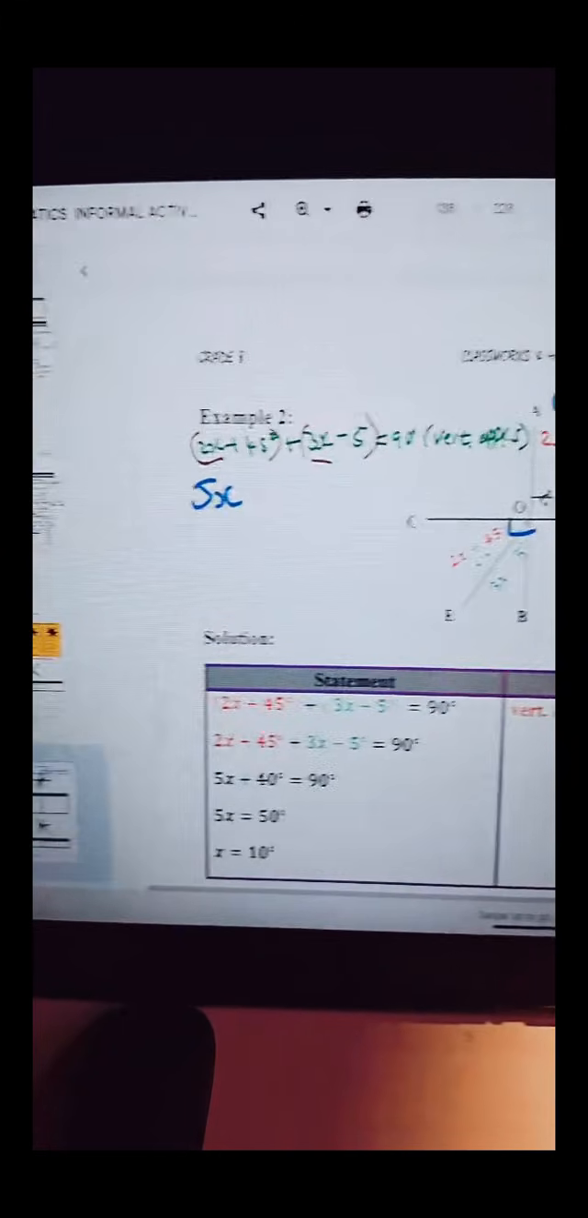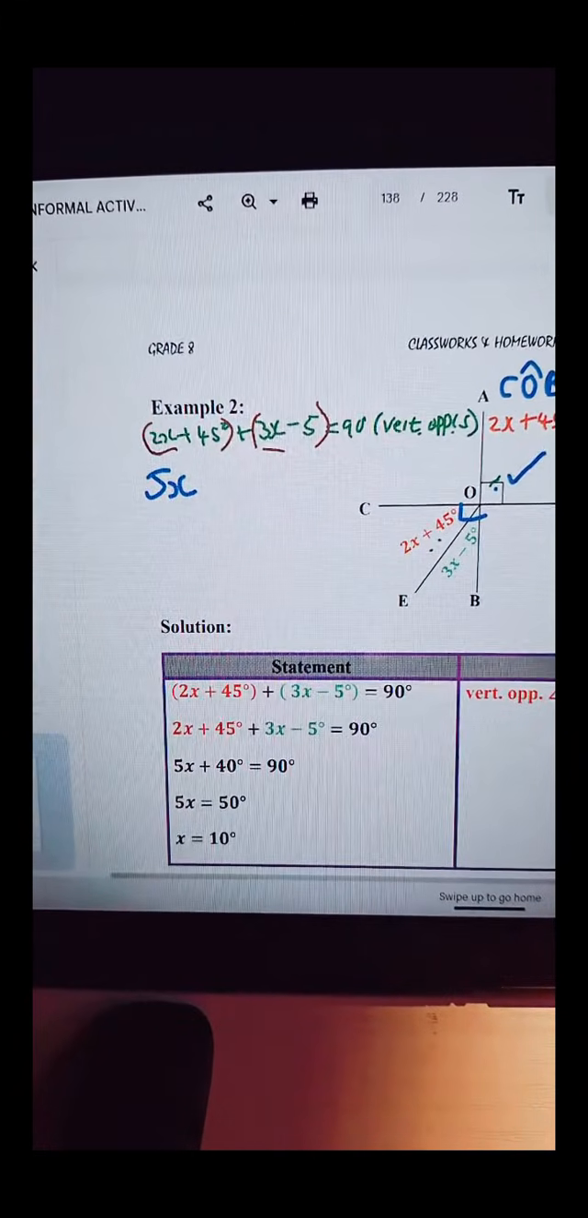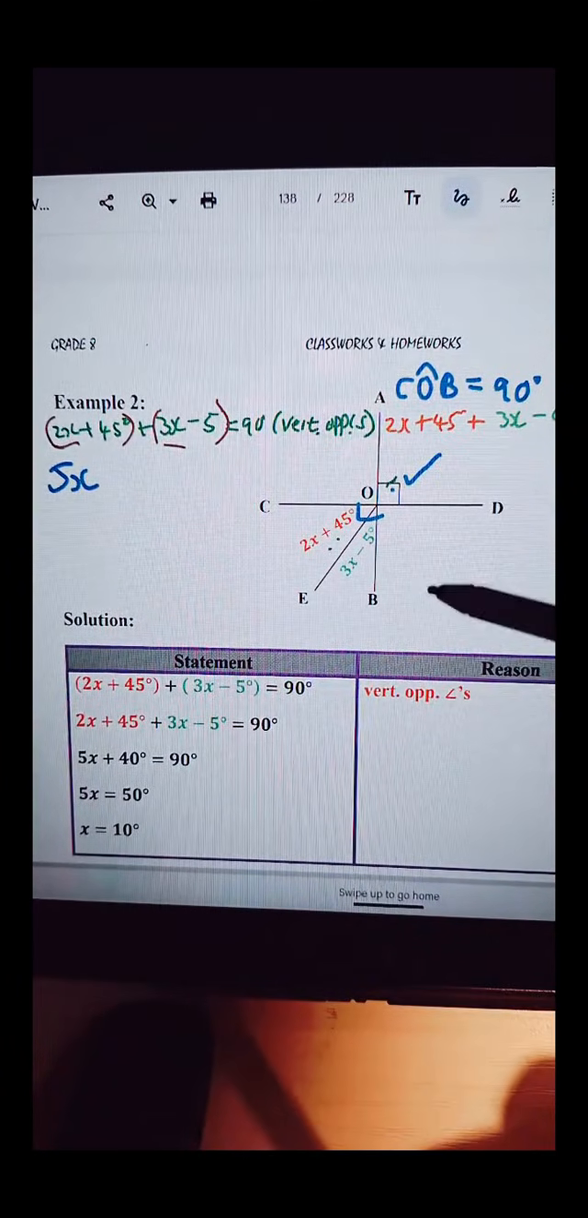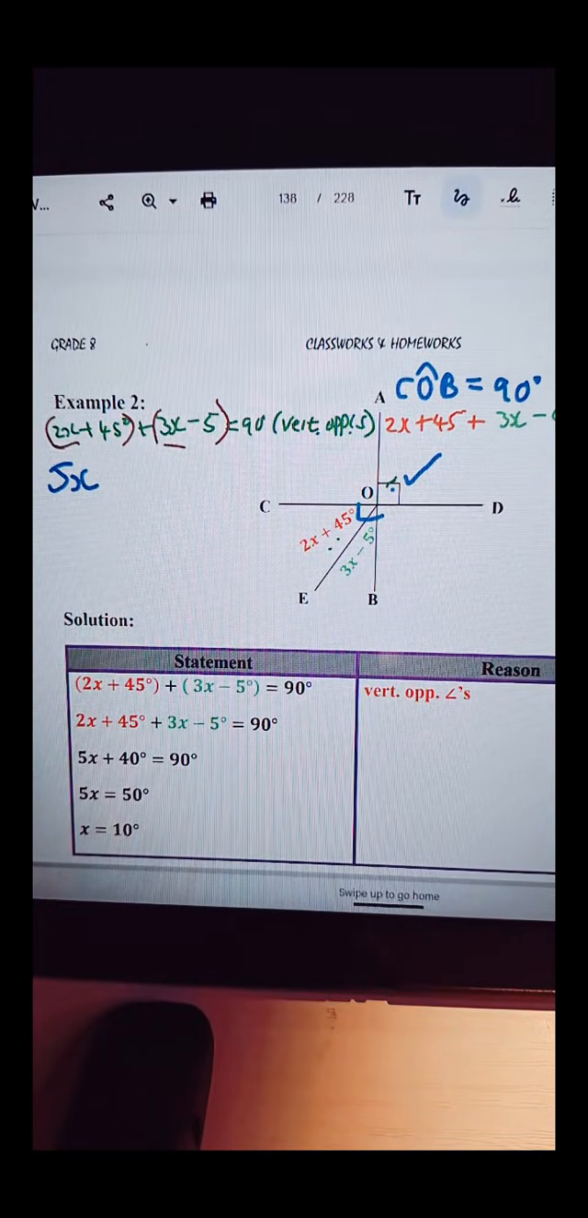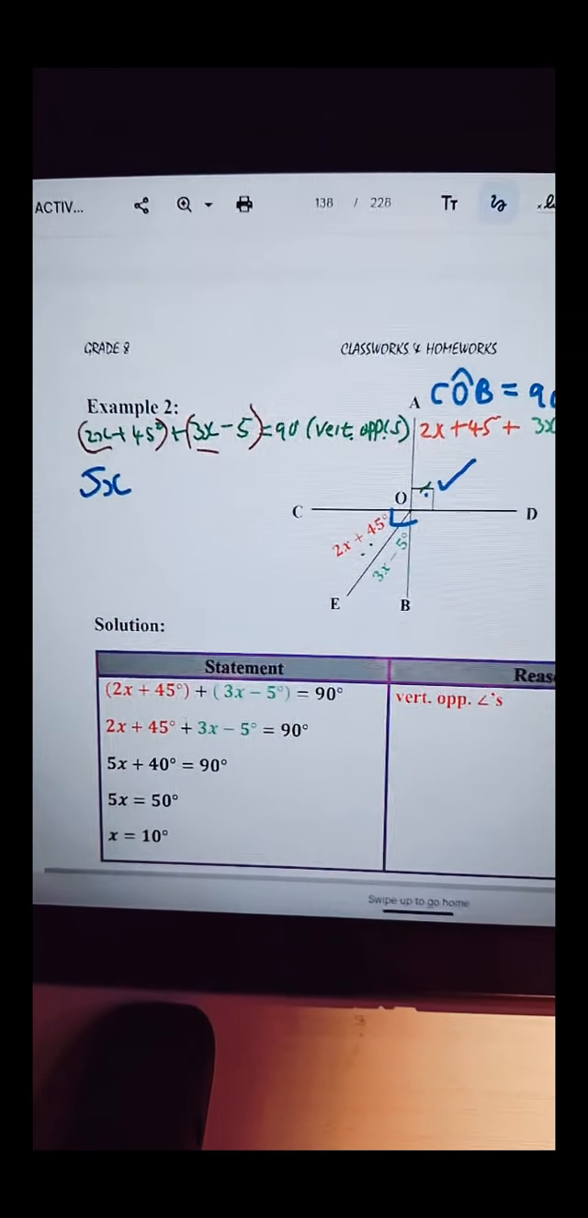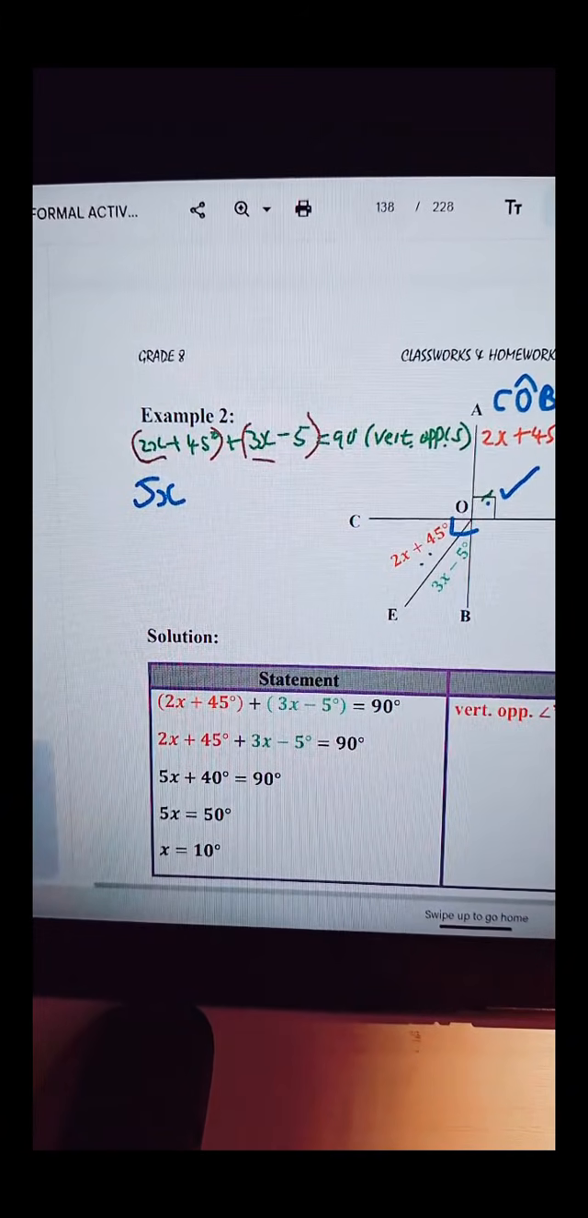No, you wouldn't. If you're a South African student, please, if you say angle COB is equal to complementary, no. You must indicate the numerical value of the angle, because remember, you are in the process of solving. So please, you must say equal to 90, and your reason then.